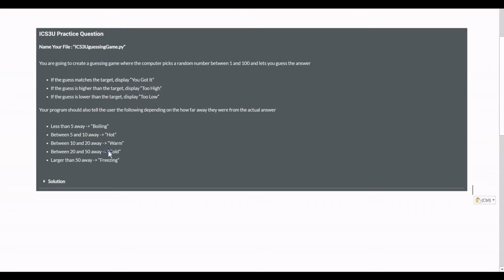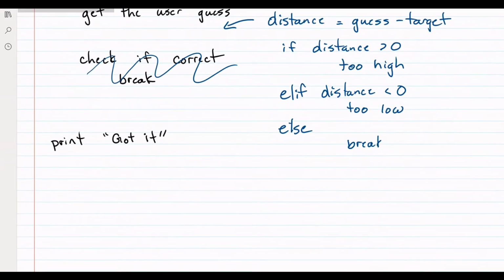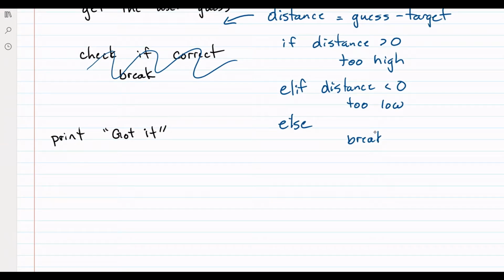The only issue I have now, I could use that distance variable as long as distance is positive. I could just directly compare like distance between 5 and 10, distance between 10 and 20, distance between 20 and 50, as long as distance is positive, right? But it's not always positive. If I'm too low, then distance is negative. So what I think I'll do for that is, if it is negative, I'm just going to make it positive, right?